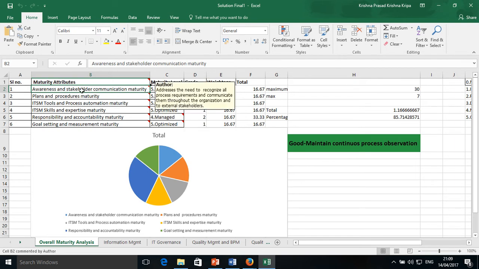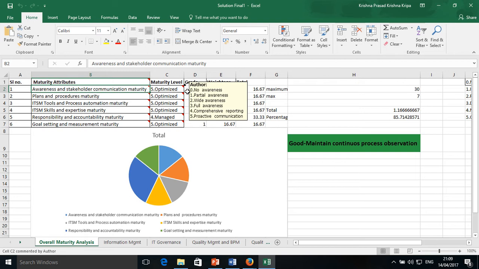When we click it here, it gives a definition of what I'm supposed to do. So when I say awareness and stakeholder communication maturity, it addresses the need to recognize all process requirements and communicate them throughout the organization and to external stakeholders. The maturity level I have also defined here through comments. When there is no awareness, they're supposed to select 0. When there is partial awareness, they select 1. If there is wide awareness, then it is 2.